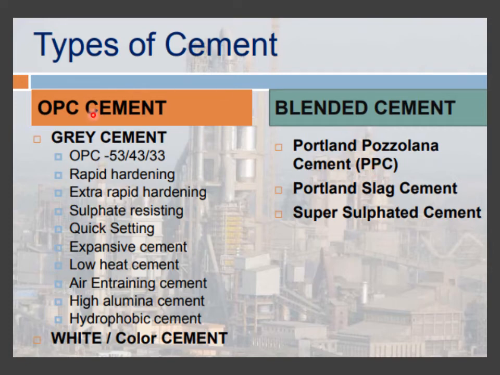So basically OPC, as we have already discussed, has three types for different grades, that is 33, 43 and 53 grade cement. Now this has been differentiated based on the 28 day strength, and we have rapid hardening cement, extra rapid hardening cement, sulfate resisting, quick setting, expansive cement, and a few other types of cement.